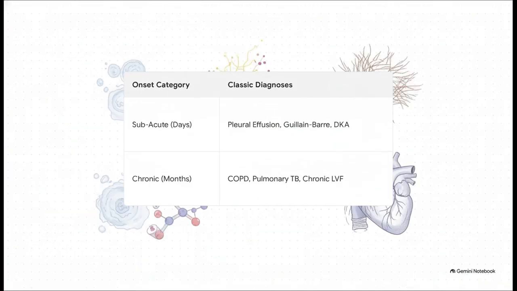Now let's contrast those immediate life threats with the slower building conditions. A subacute onset, days to weeks, points toward things that take a little time to either accumulate or break down. We're talking about a progressively accumulating pleural effusion, the slow neuromuscular paralysis you see in Guillain-Barré syndrome, or the metabolic disruption of DKA. And if it's chronic, meaning months to years, well then you're dealing with structural, long-term degradation like COPD, pulmonary tuberculosis, or chronic left ventricular dysfunction. So you see how the timeline instantly sets your priorities. It's literally a game changer.